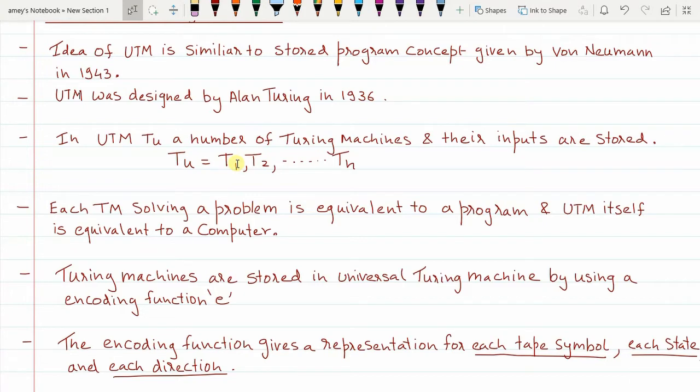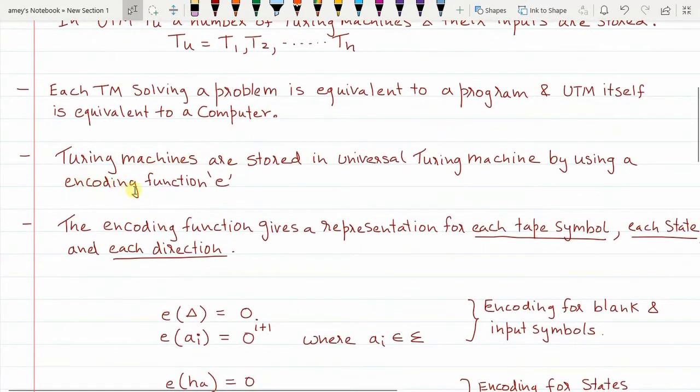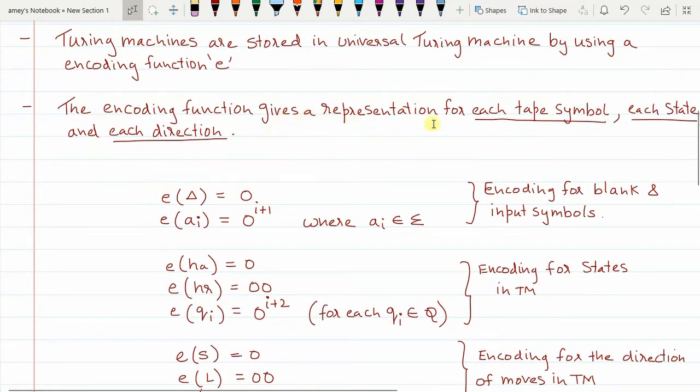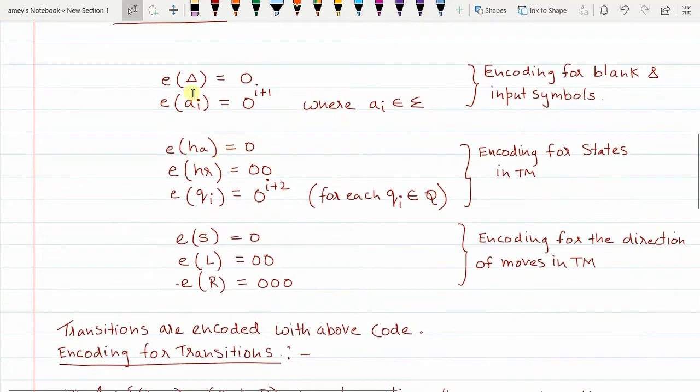So they came up with one function, an encoding function E. Turing machines are stored in the universal Turing machine by using an encoding function E. This encoding function gives a representation for each tape symbol, for each state, and for each direction of pointer movement. For each of these, there is a formula that encodes that particular element into a string of zeros and ones. So these are the encoding function formulas to encode each and every smallest component of a Turing machine into strings of zeros and ones.